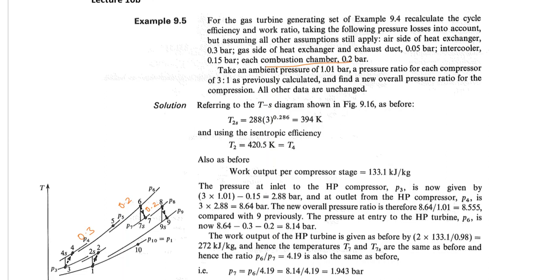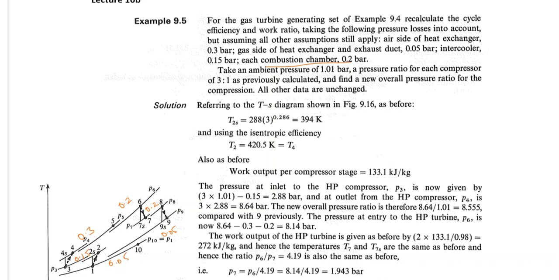The gas side of a heat exchanger and exhaust duct: the gas side of a heat exchanger is from 9 to 10, so that is the heat exchanger. We have 0.05, and the exhaust duct is also 0.05 as well. So this is my gas out of the heat exchanger. The intercooler has a pressure loss of 0.15 bar. So let's recalculate each and everything.